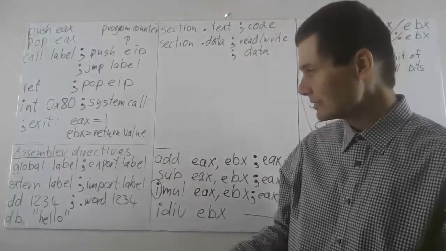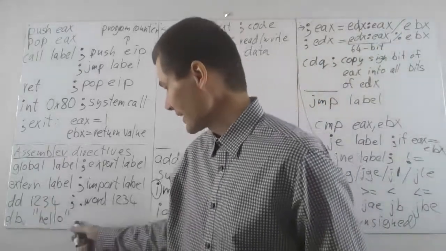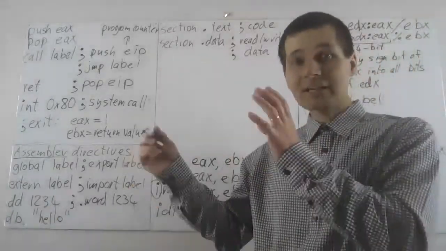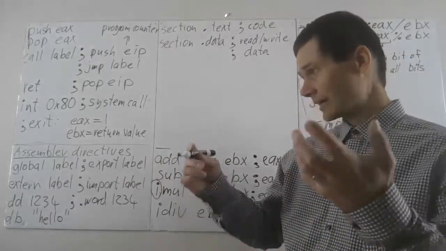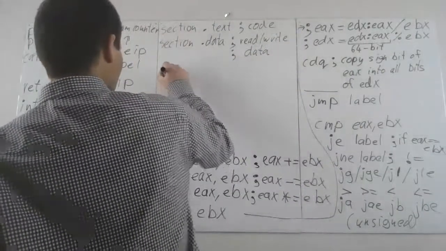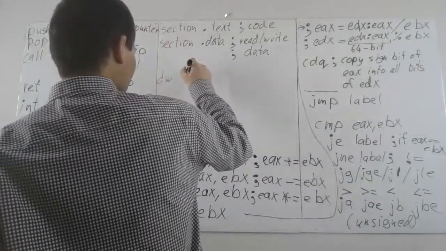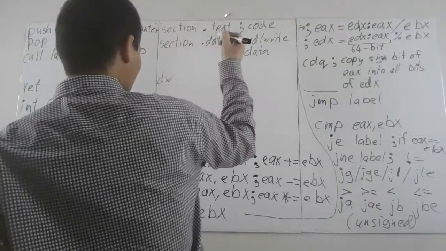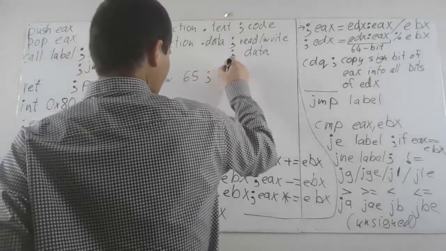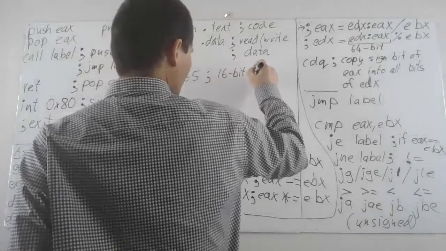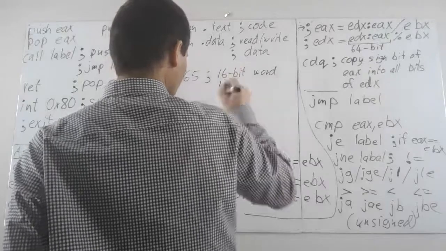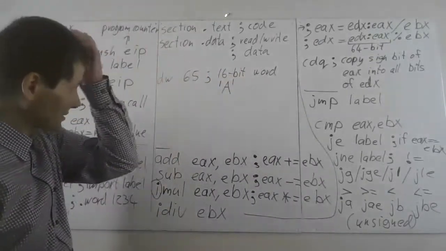So you don't get a nice string-like syntax for a sequence of 16-bit characters, but you can use DW, and now you give a number. So let's say 65. This is going to be a 16-bit word, right? And 65 is the letter A in ASCII.